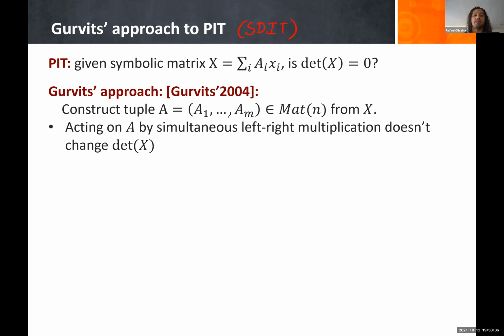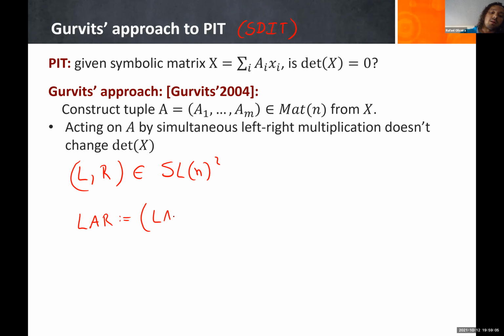Now, if you notice, acting on A by simultaneous left and right multiplication by invertible matrices of determinant 1 does not change the determinant of X. Let's say that L and R are two matrices in SL_n, so each of them is an invertible matrix with determinant 1. Now if I make LAR equal to LA1R, LA2R, up to LAmR, what is the determinant of this matrix?